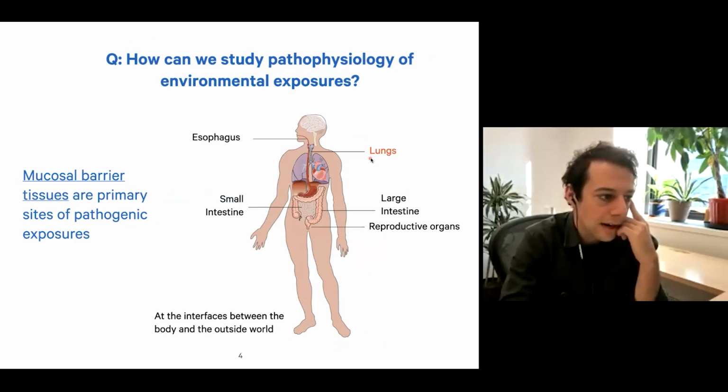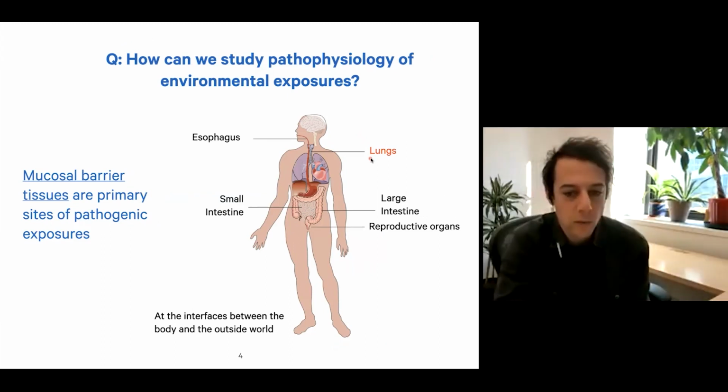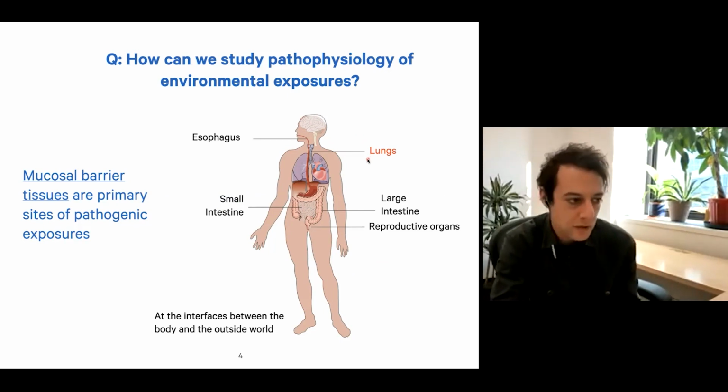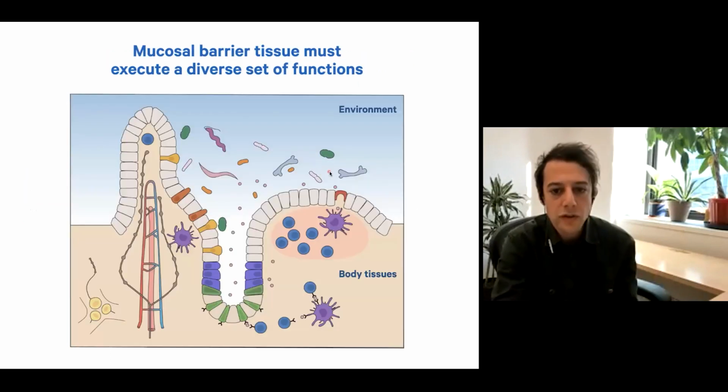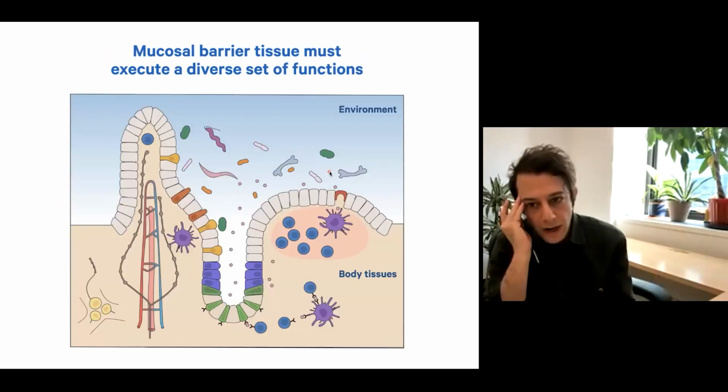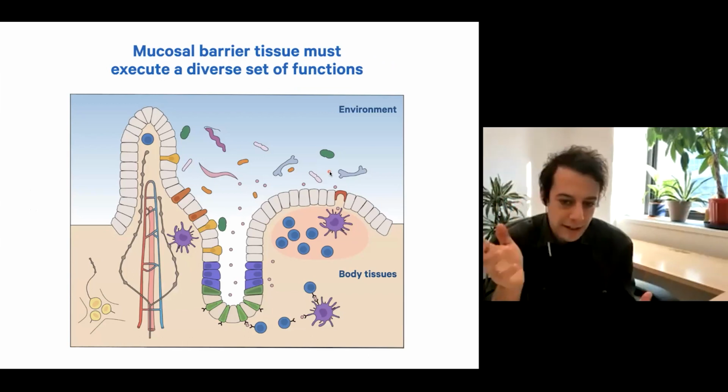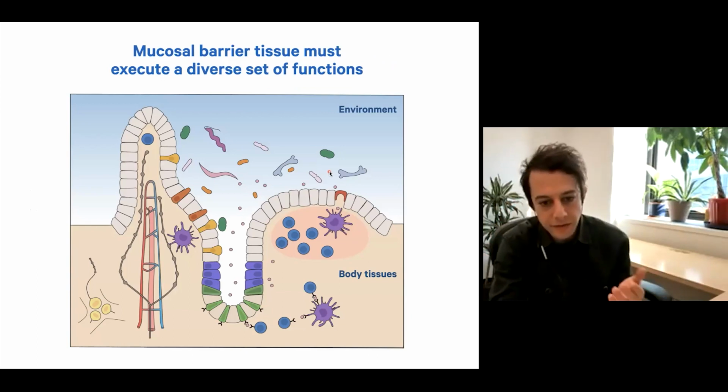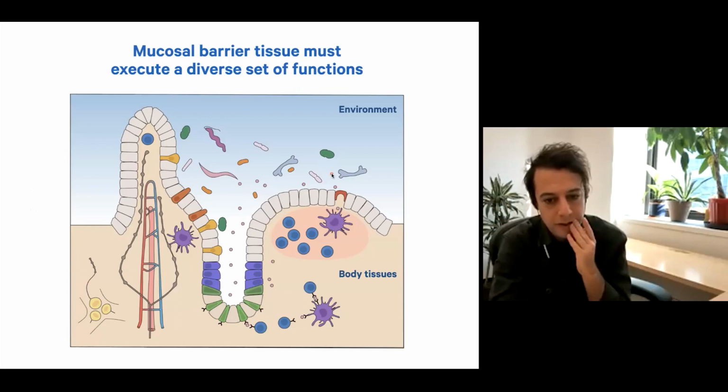And so mucosal barrier tissues are really where the rubber meets the road in terms of the environment and the body. So if we understand how these tissues work, we can understand how environmentally mediated diseases like asthma, we can understand their pathophysiology. So what does mucosal barrier tissue have to do? This is a schematic which is intended to try to convey some of the cellular complexity that's at play in mucosal barrier tissues. This is a depiction of the intestinal epithelium, but most of this is true for other mucosal tissues, including the airway.